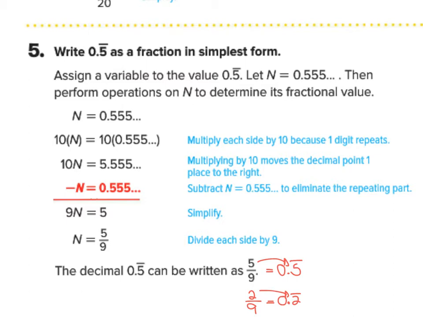That's based on memory, but if you really wanted to know the logic behind it, let's follow these steps. So for example, assign a variable to the value 0.5 bar notation. Here we can use n for number. Number equals 0.5555..., which means repeating, right? Then perform operations on n to determine its fractional value. So n is 0.5 bar notation.